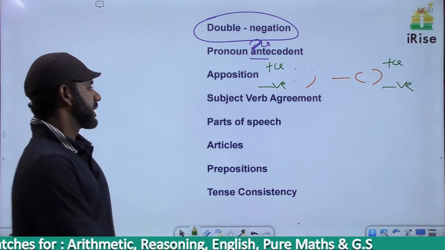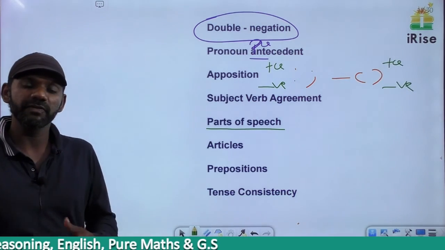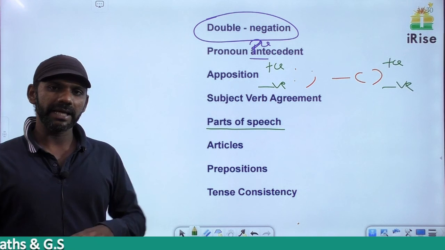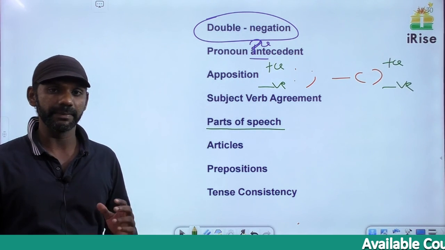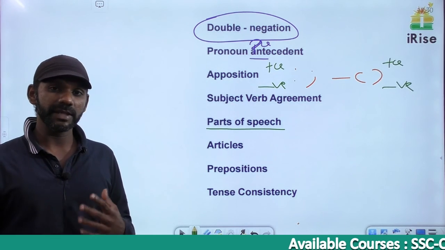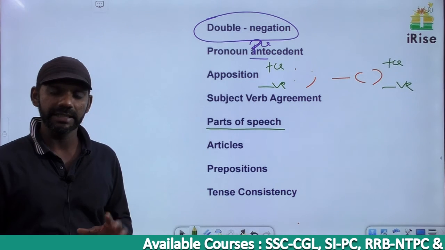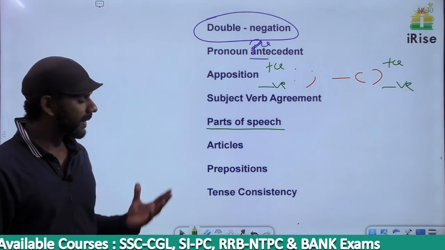Parts of speech. Now when you find a blank, just see the blank must be filled with a word belonging to which part of speech. If the blank must be filled with an adjective, all the options that are not adjectives can be eliminated. If the blank must be filled with a noun, all the options that are not nouns can be eliminated. So identifying the part of speech will surely help us eliminate options.